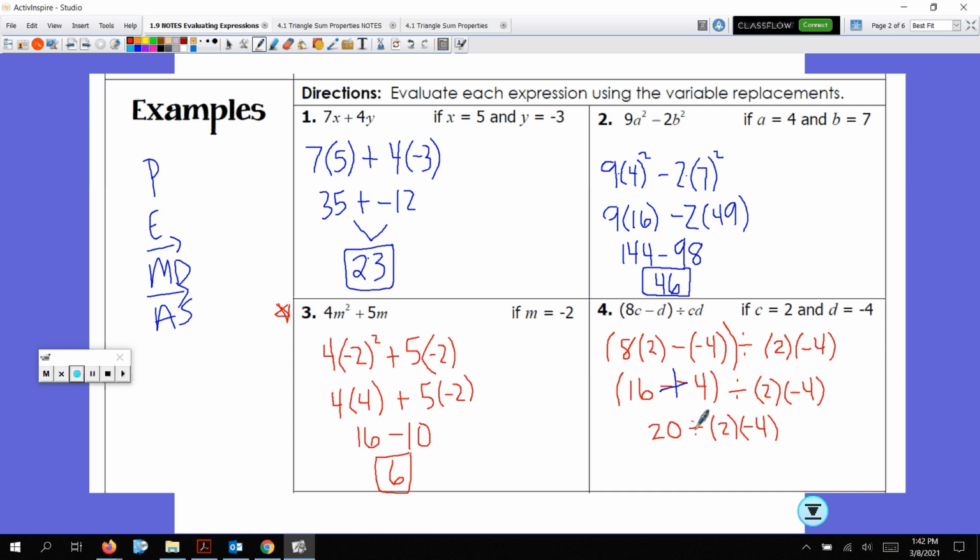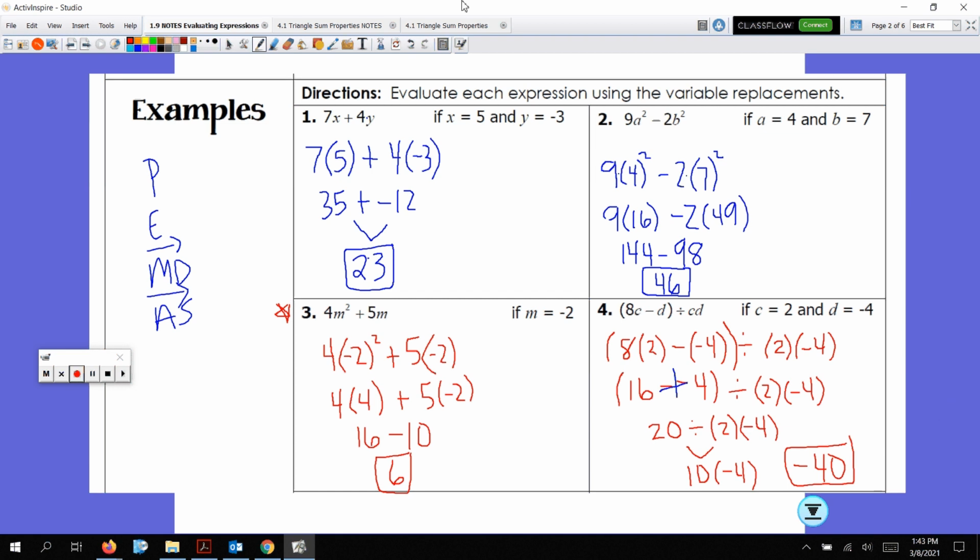Now I have division and I have multiplication. They are equal in order. Whoever comes first, left to right, is the first thing we do. Well, the first thing that comes when I go left to right is the division. So 20 divided by 2 is 10. Now I can multiply that times -4 and get -40. Ooh, I made it all fit in the box. Isn't that lovely?